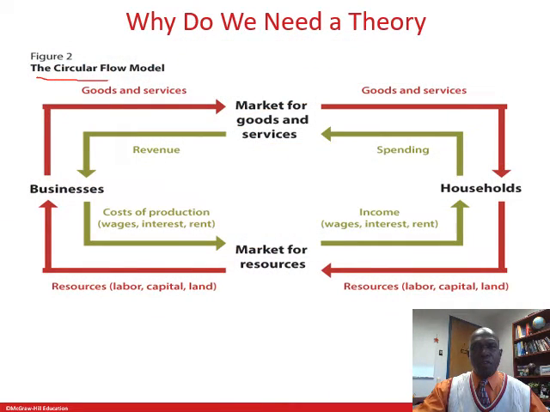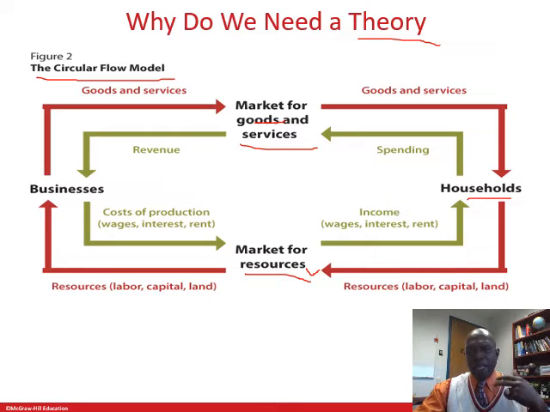The circular flow also helps explain the theory. In the circular flow diagram or circular flow model, we have two types of markets. The first one is the market for resources, and the second one is the market for goods and services. In the market for resources, households provide labor, capital, and land. These resources are purchased by businesses.